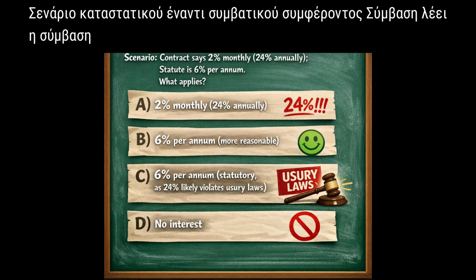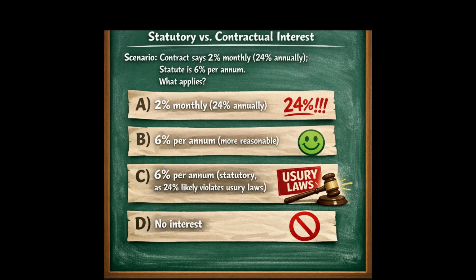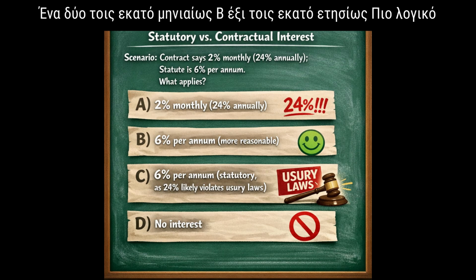Question 10. Statutory versus contractual interest. Scenario. Contract says 2% monthly, 24% annually. Statute is 6% per annum. What applies? A. 2% monthly.